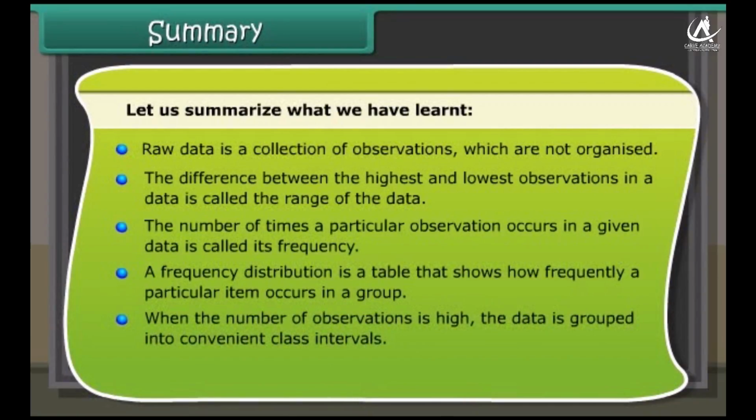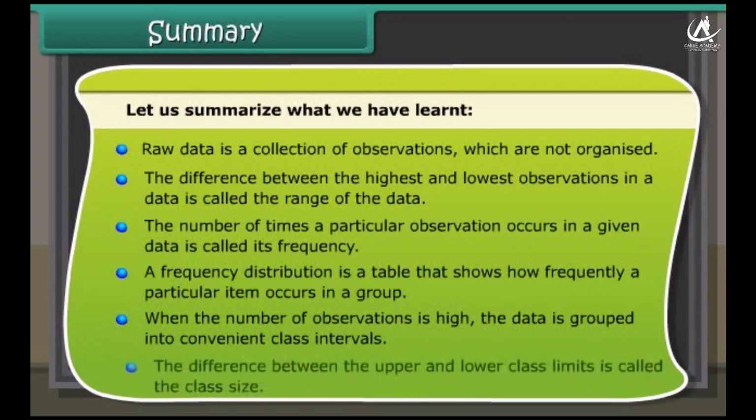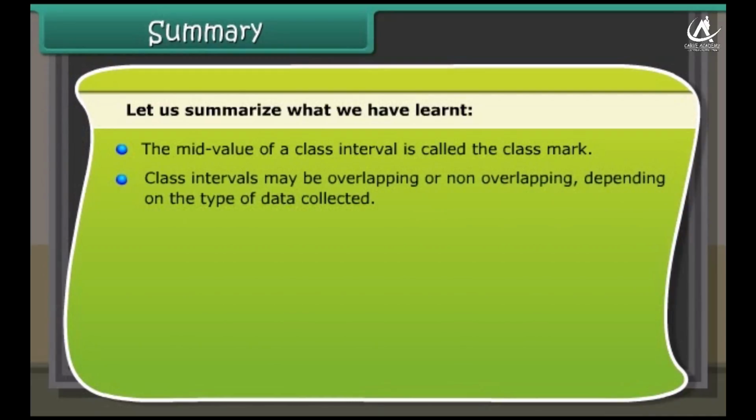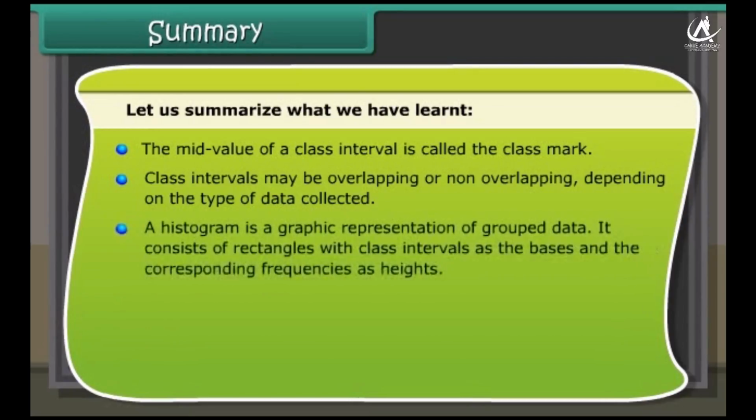When the number of observations is high, the data is grouped into convenient class intervals. The difference between the upper and lower class limits is called the class size. The mid-value of a class interval is called the class mark. Class intervals may be overlapping or non-overlapping depending on the type of data collected. A histogram is a graphic representation of grouped data. It consists of rectangles with class intervals as the base and the corresponding frequencies as heights.